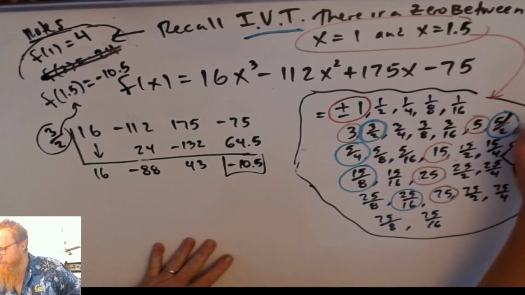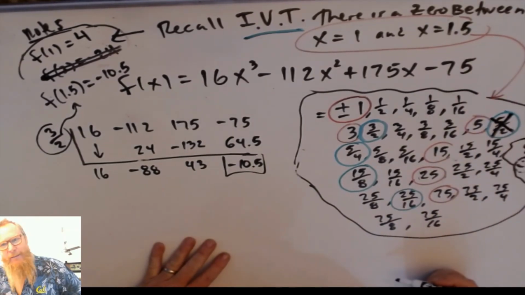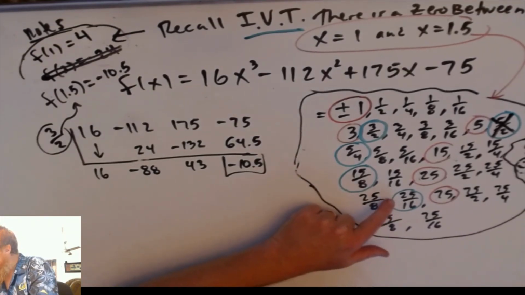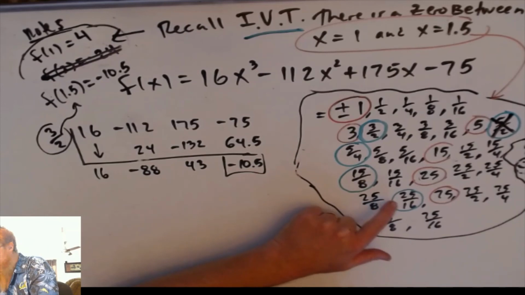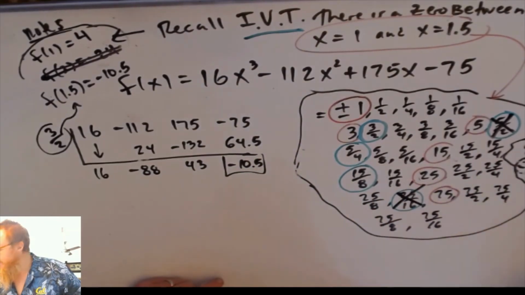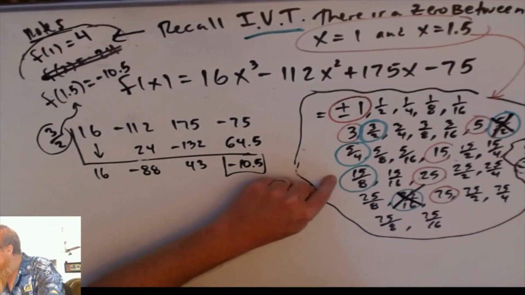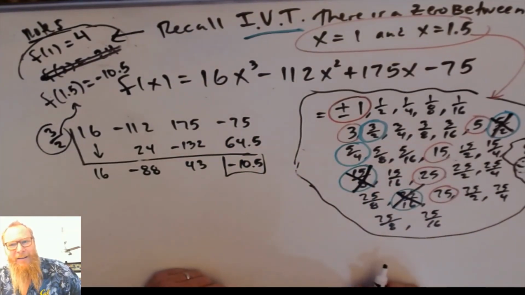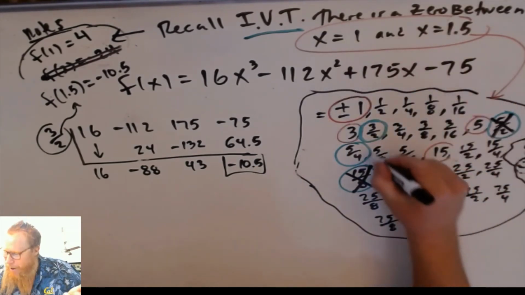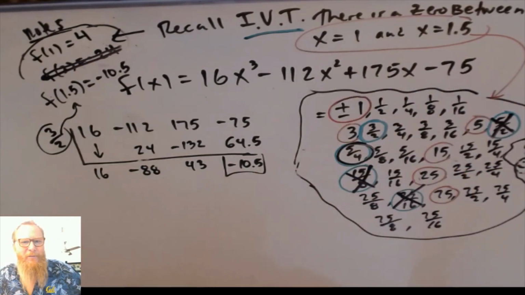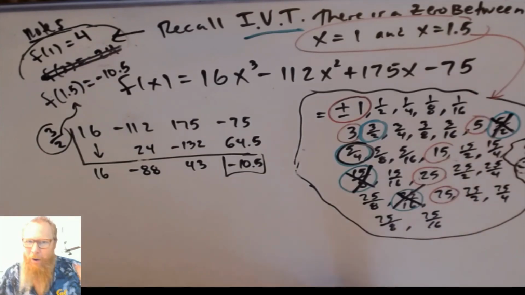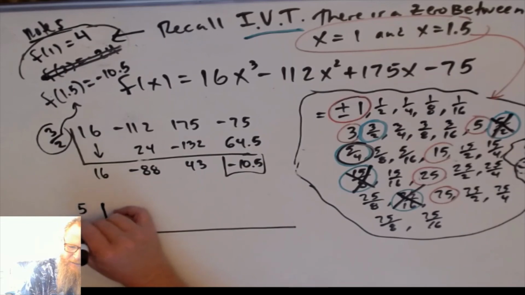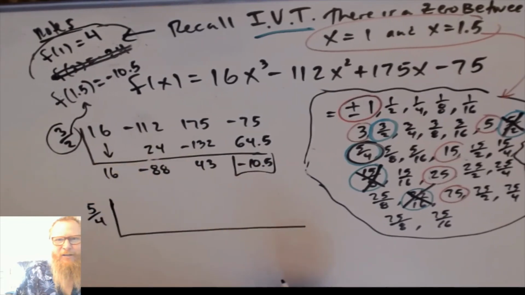So it's not going to be 5 halves. I can't remember what 25 sixteenths was. 25 divided by 16. Oh, no, that's bigger than 1.5 too. How about 15 divided by 8? That's also bigger than 1.5. The only one that's between 1 and 1.5 is 5/4. So this one better work. Otherwise, I really need to rethink my lesson here, because it all hinges on this value, 5/4.